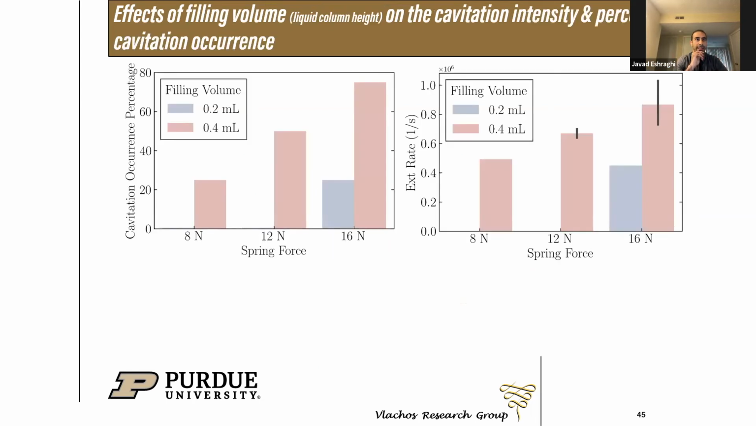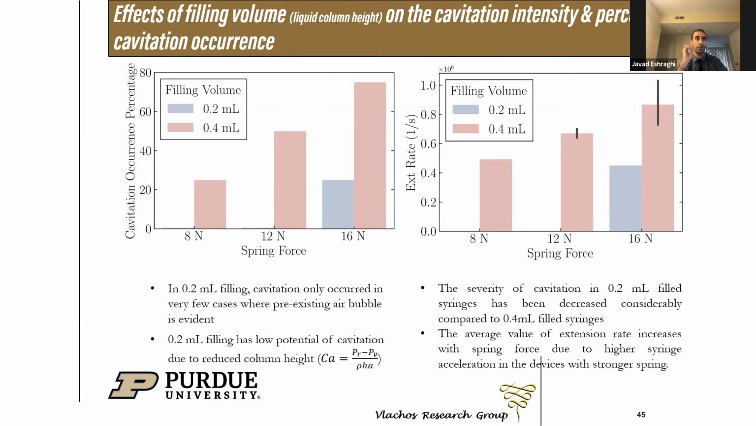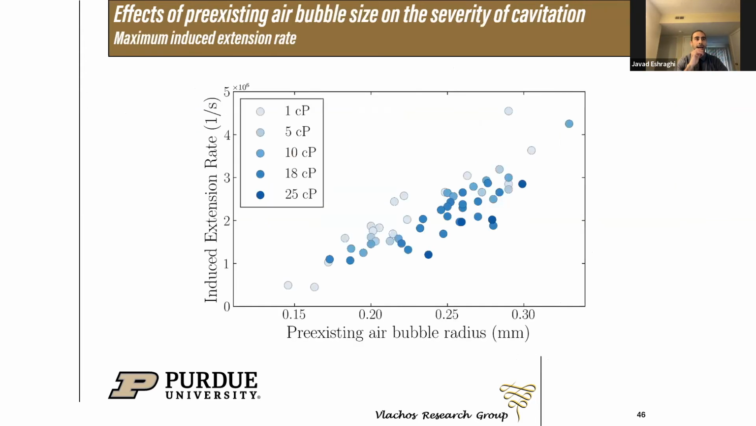Now let's look at the effects of the drug column height in this syringe. Okay, for this part of the study, we have a 0.5 ml syringe, which we fill to two different target levels, 0.2 ml filling and 0.4 ml filling. It indicates that the severity of cavitation in the smaller filling volume, or lower column height, compared to the larger column height is one order of magnitude smaller. And again, a larger spring force generates a stronger cavitation.